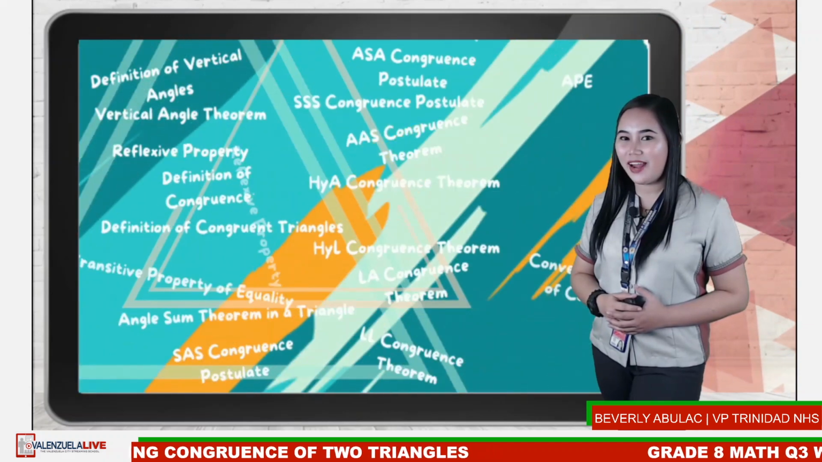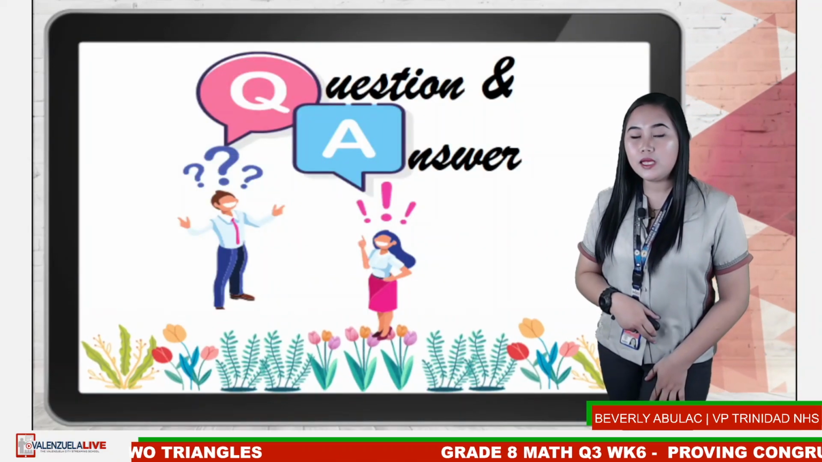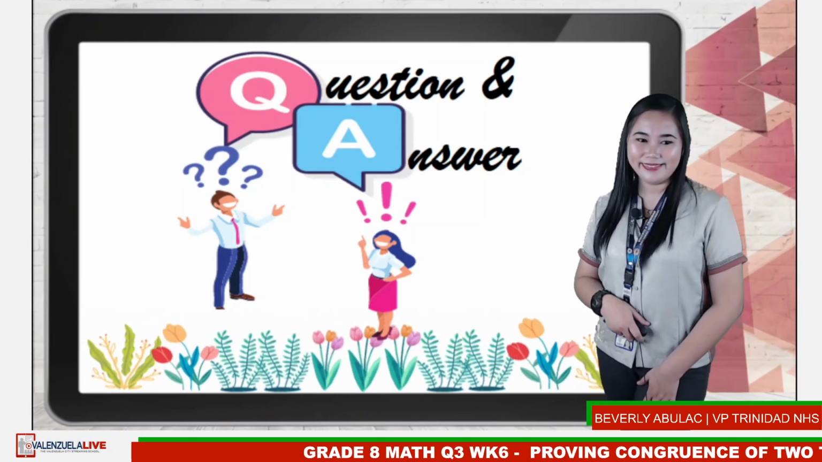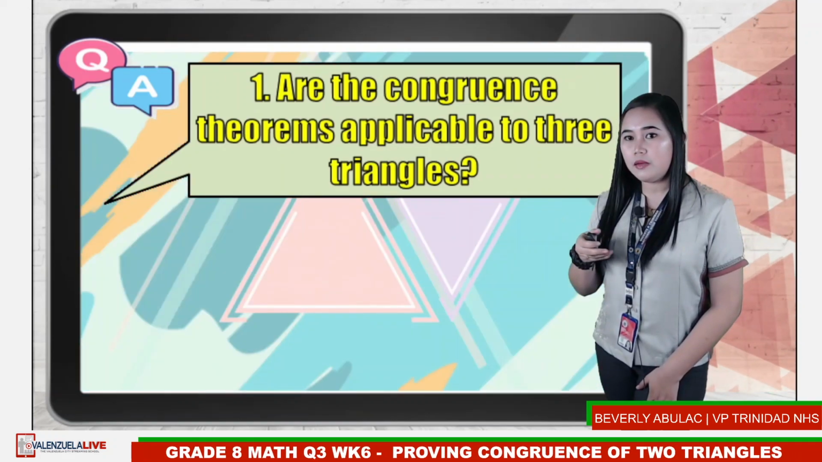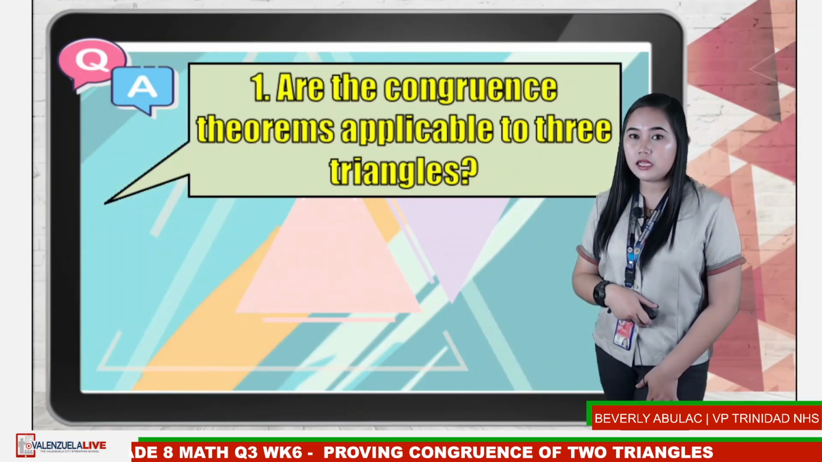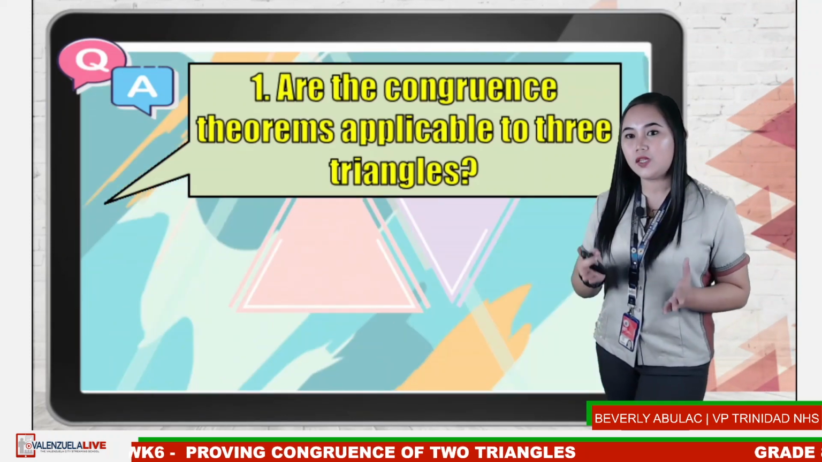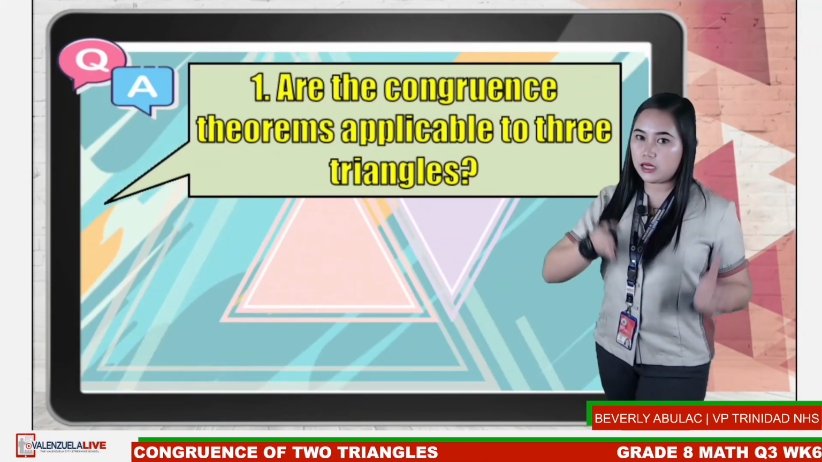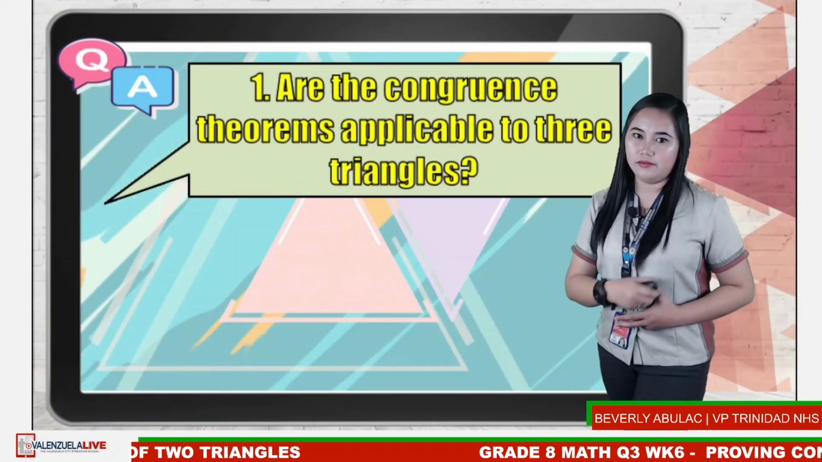I hope you've got the correct answer, students. Now, let's have our question and answer. We gathered some questions from our Valenzuela Live students a while ago, and here it is. Ma'am, are the congruence theorems applicable to 3 triangles? The answer is yes. We can have 3 triangles, but we can only prove 2 at a time. Then we will apply the transitive property of triangle congruence. I hope I can answer your question.